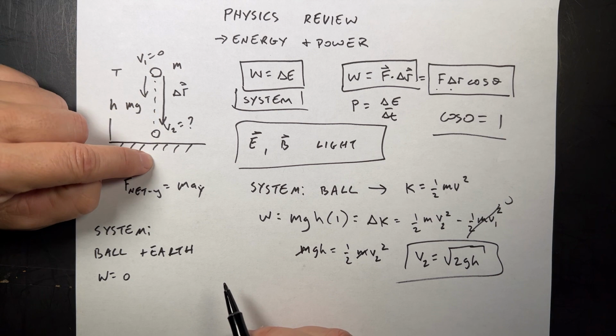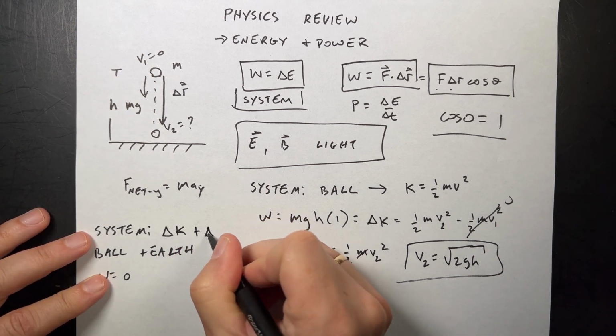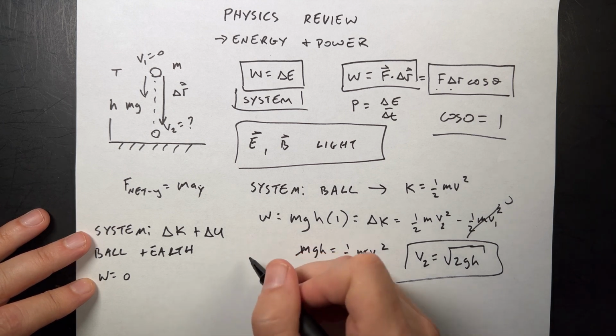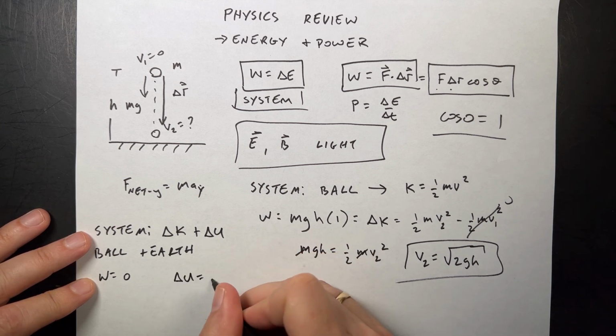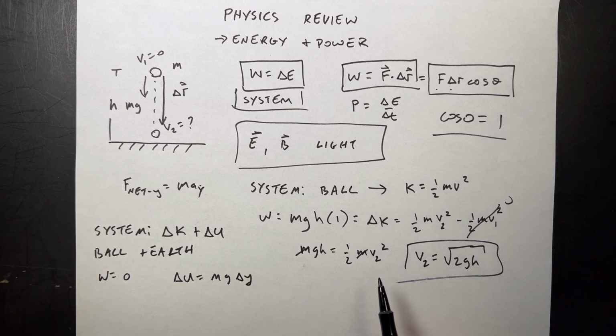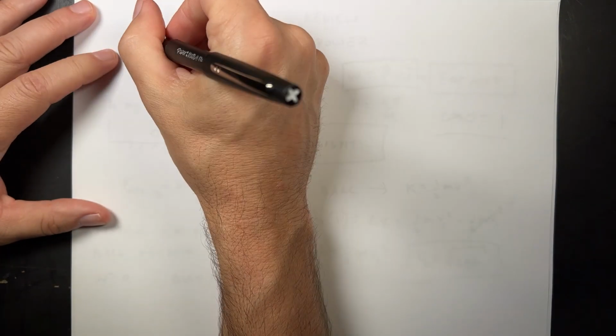So in order to analyze this situation, I have to have a change in kinetic energy plus a change in potential energy. And I can do that if I define the change in potential energy, delta U, as mg delta y, the change in height. And that's true near the surface of the Earth. And if I do that, you can see that I get the same answer, okay? The same final velocity.